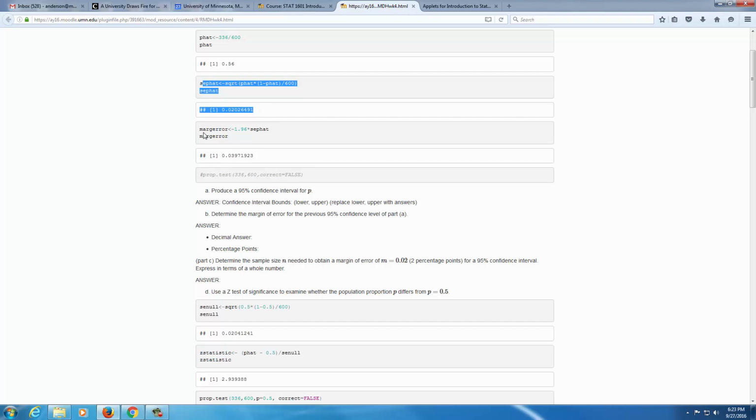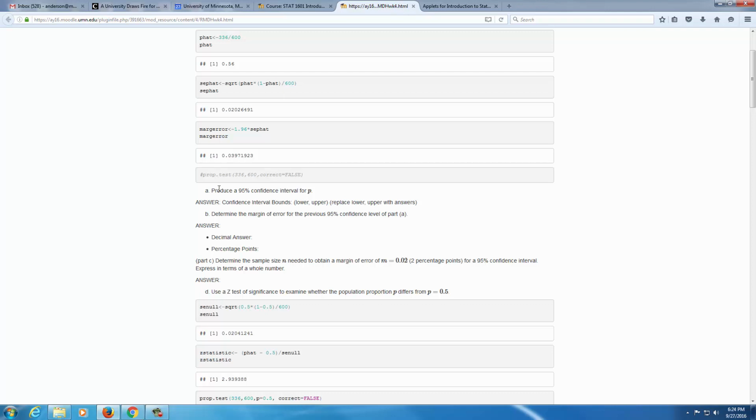The entire plus or minus part of the confidence interval formula is right here, called margin error, and that's printed out. You could use that. And you could use these pieces and construct the rest of the formula yourself to come up with the lower and upper bounds for the confidence interval for P.